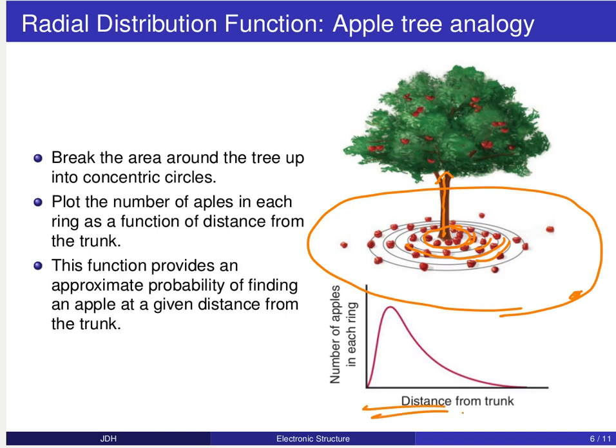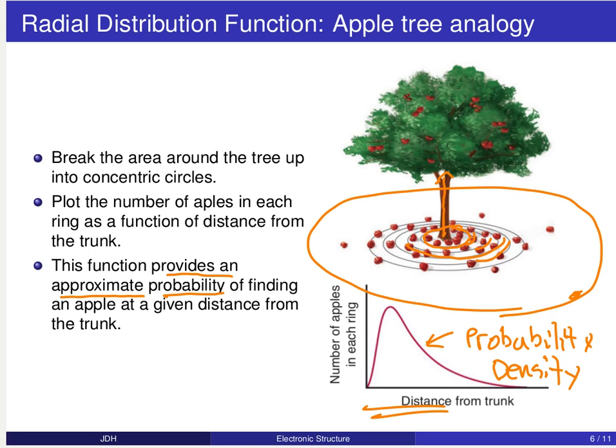Okay, so once we have this nice little function, we can fit it, and obviously if we go really skinny with the relative spacing between these different concentric circles, we can get a smoother and smoother function. And this function is going to provide an approximation to the probability of finding an apple at a given distance from the trunk. In other words, this little curve right here is exactly what I mean by a probability density. Okay, so not too bad. That is a probability density.